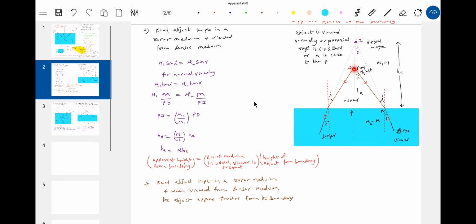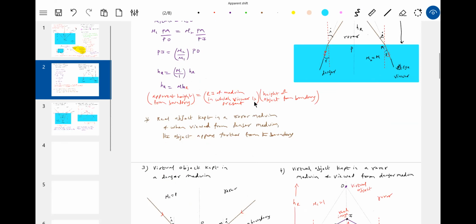Virtual image, and this is a real object. See, the reflected rays diverge from a point. Though the object is here, it will appear farther away from the boundary. And we have this particular formula. You have to remember. Now, this is for a real object.